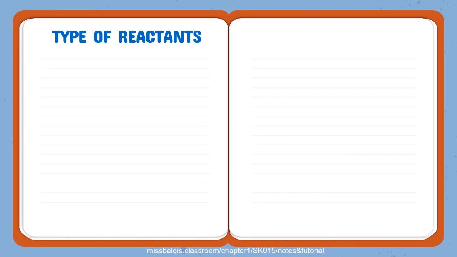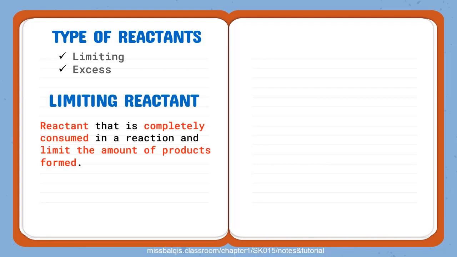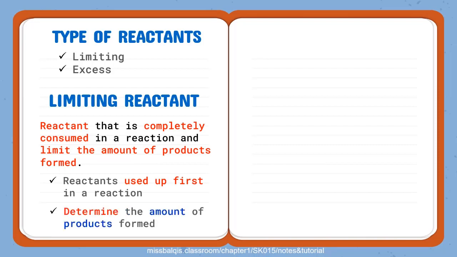For any chemical reaction, apart from knowing we have reactants on the left and products on the right, we also need to know the type of reactants. We have limiting and excess reactants. The limiting reactant is the reactant that is completely consumed in the reaction and limits the amount of products formed. In other words, this reactant will be used up first in the reaction and it's going to determine the amount of products formed.